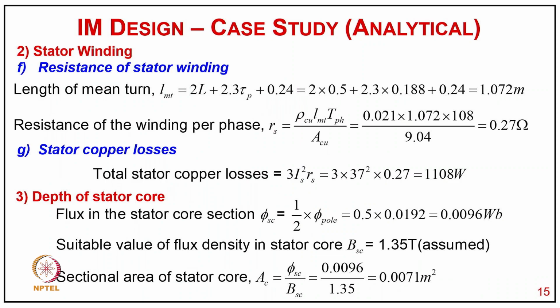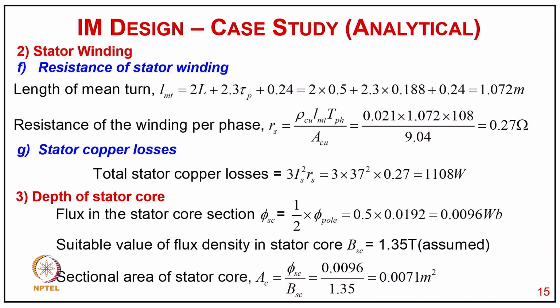Then we come to part F, the resistance of the stator winding. The mean turn length LMT is equal to 12 plus 2.3 tau P plus 0.24. Keeping the values, it comes 1.072 meter. And now the resistance of the winding per phase of the stator winding is RS equal to rho CU, as the winding is made of copper, so that is the resistivity of copper.